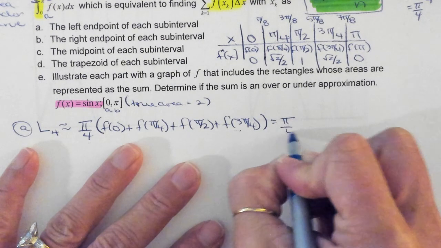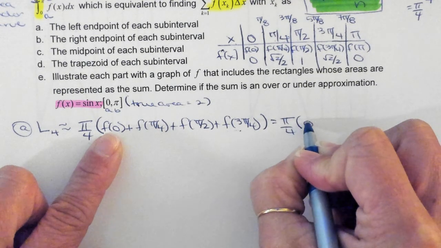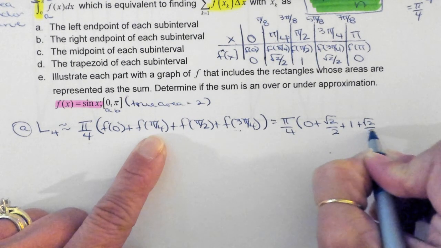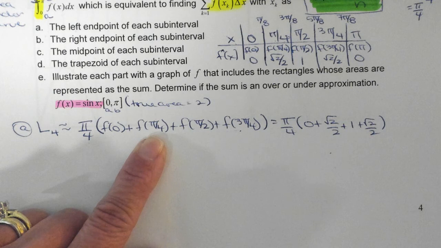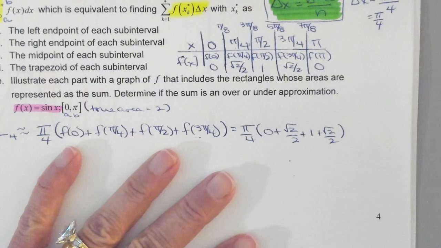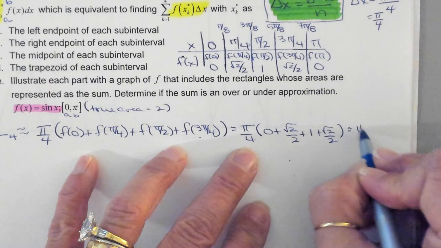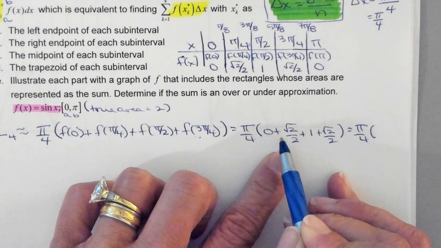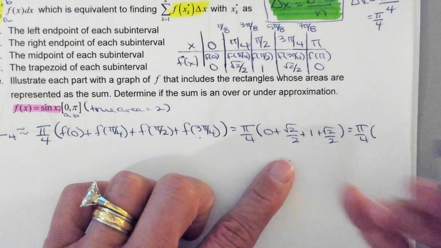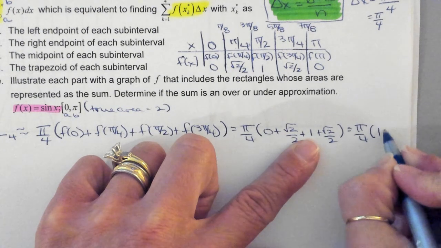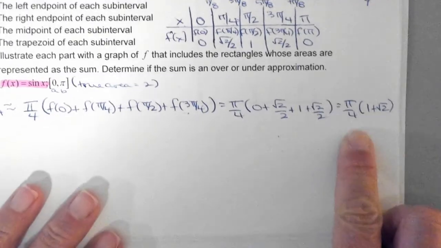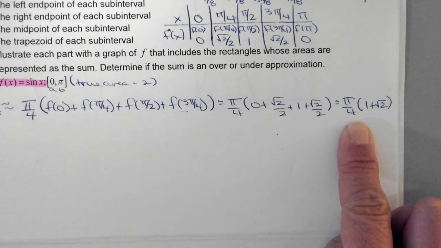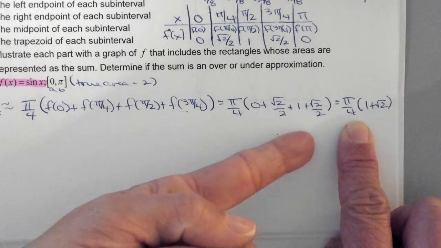We've got pi over 4 times f of 0 is 0 plus square root of 2 over 2 plus 1 plus square root of 2 over 2. Where did I get all those values from? Oh, the table. Okay, that's easy because I already had it, right? Okay, this is pi over 4 times, that's gone. Square root of 2 plus square root of 2 over 2 plus the square root of 2 over 2 is square root of 2 plus 1. 1 plus the square root of 2. If this was non-calculator, I would have to stop, right? I can't do anything else. I don't know these values. I mean, I think I'm smart, but I'm not that smart.